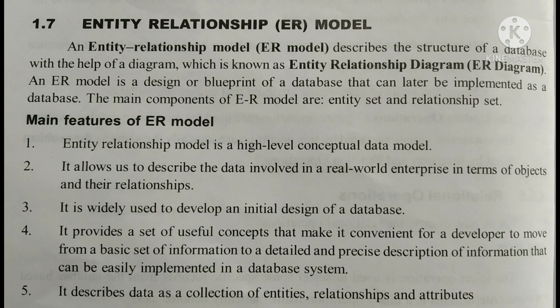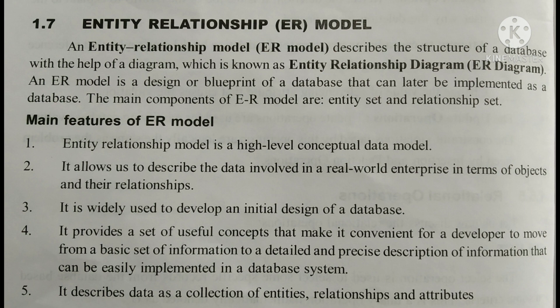What is the entity? Entity can be divided into weak entity and strong entity. The second one is attributes, which can be divided into key, composite, multi-valued and derived. Then the relationship: there are four types, one to one, one to many, many to one and many to many.